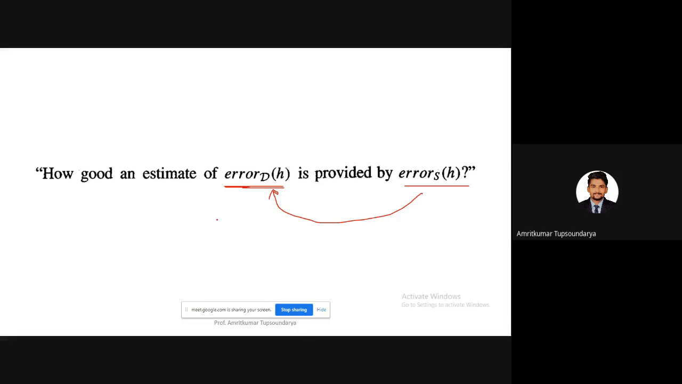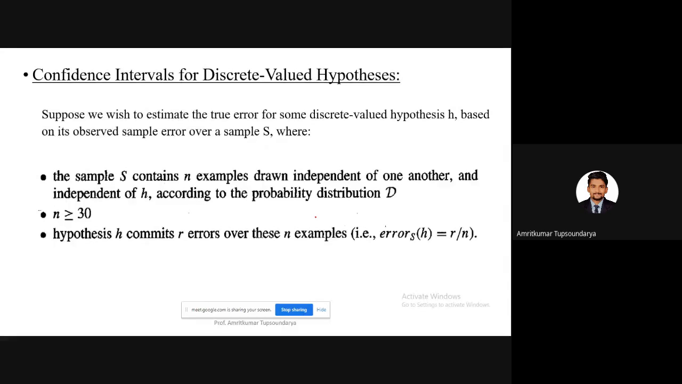So it is important to have a good estimate of the true error, and which we can get from the sample error. But the question is how? How good an estimate of true error is provided by the sample error? This particular question can be answered with the help of the confidence intervals for the discrete valued hypothesis. Now, what do we mean by these terms? What is the confidence interval, and what do we mean by the discrete valued hypothesis?